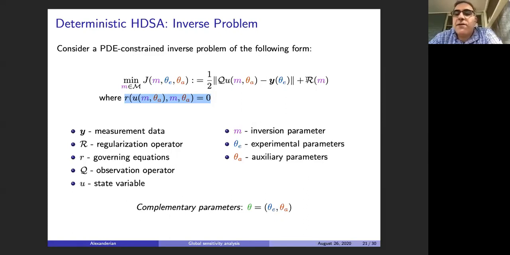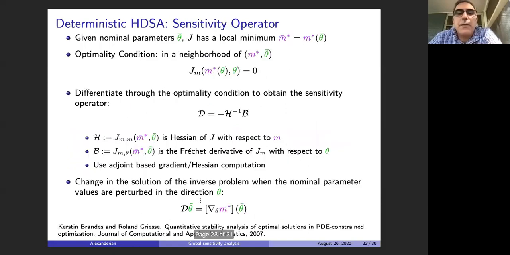And of course, we have to deal with ill-posedness. So I have considered a regularization operator. I just put it there abstractly. And here, U is the state variable. And since we have a lot of different parameters, I call M the inversion parameter; we take experimental parameters and auxiliary parameters, lump them together, and call them complementary parameters. All right. So you give me the complementary parameters, the auxiliary parameters, the problem data, measurements, I can solve the inverse problem and I get a local minimizer at that point.